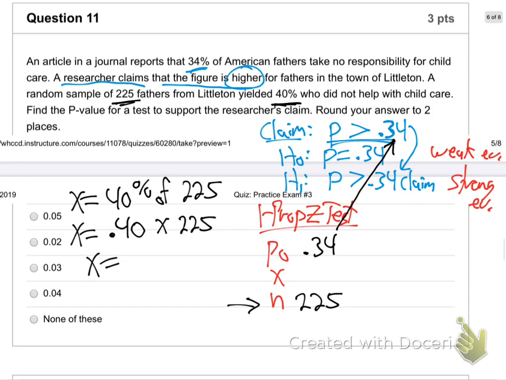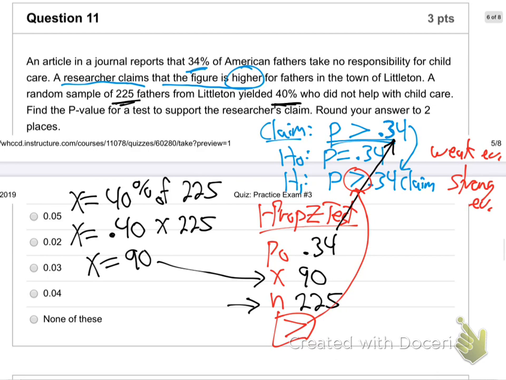225. Whoops. And so what I'm getting is 90. So bring that over. X is 90. So we had to get our own X. You'll have to do that a couple of times on our exam. Does that make sense? Is that good? Now just put everything in. Oh, and the bottom thing is it greater than, less than, not equals. Greater than, because that always comes from the H1.